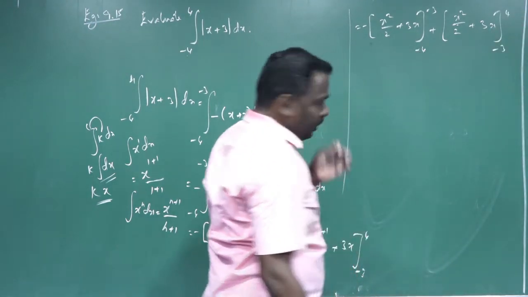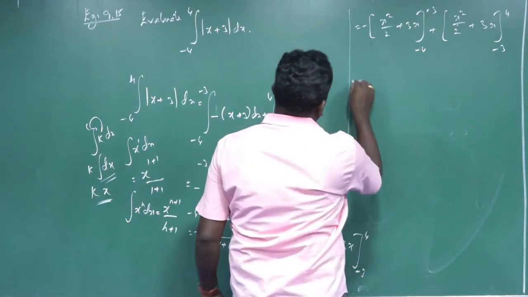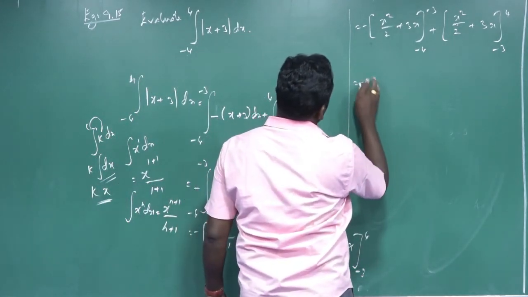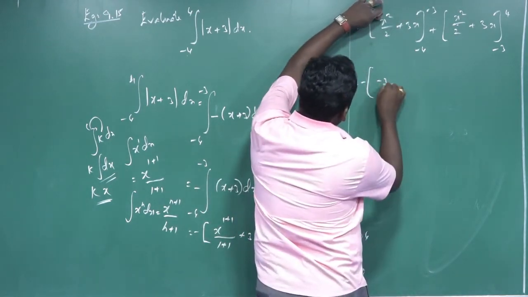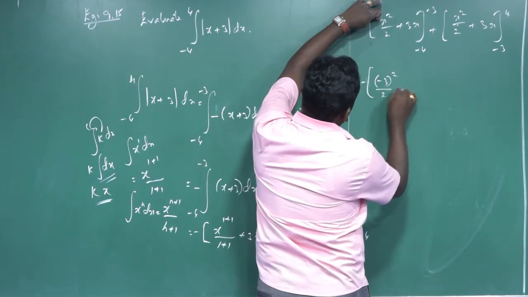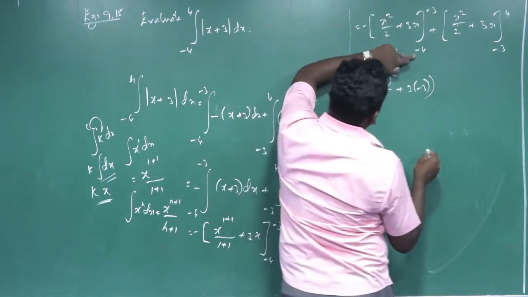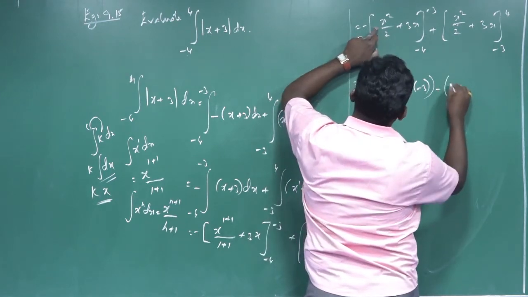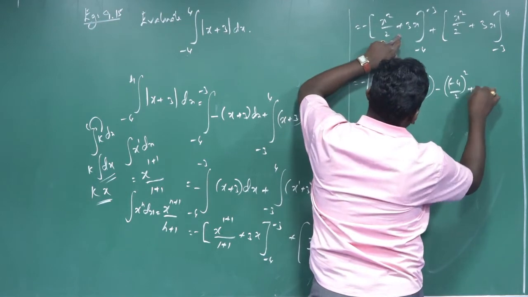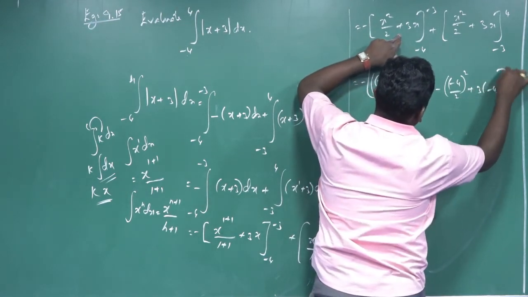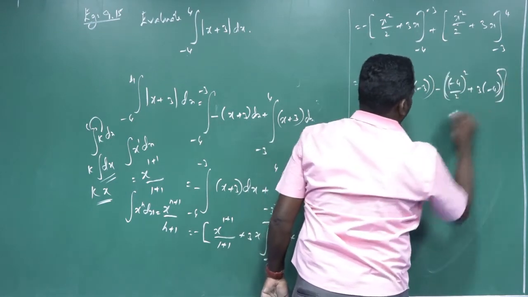Now we just have to substitute the upper limit and lower limit values. That is equal to minus, within the bracket, applying the upper limit value: minus 4 whole square by 2 plus 3 into minus 4, upper limit value minus the lower limit value. That is, minus 3 whole square by 2 plus 3 into minus 3, the lower limit value.